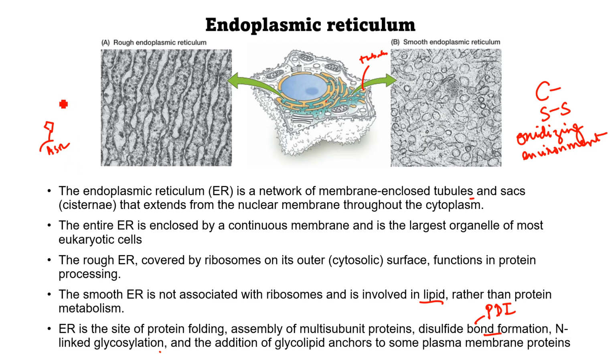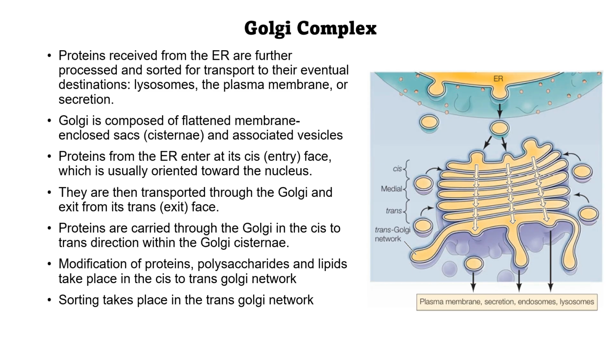You must have learnt about the O-link glycosylation and N-link glycosylation. The N-link glycosylation takes place in the endoplasmic reticulum, along with addition of glycolipid anchors to some plasma membrane proteins. So these are some of the functions. And the Golgi complex, as I was mentioning, is also known as the post office of the cell.